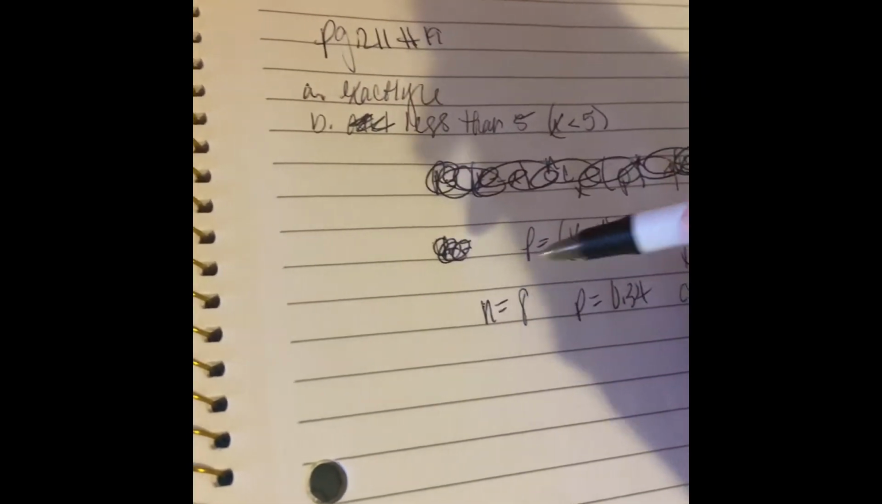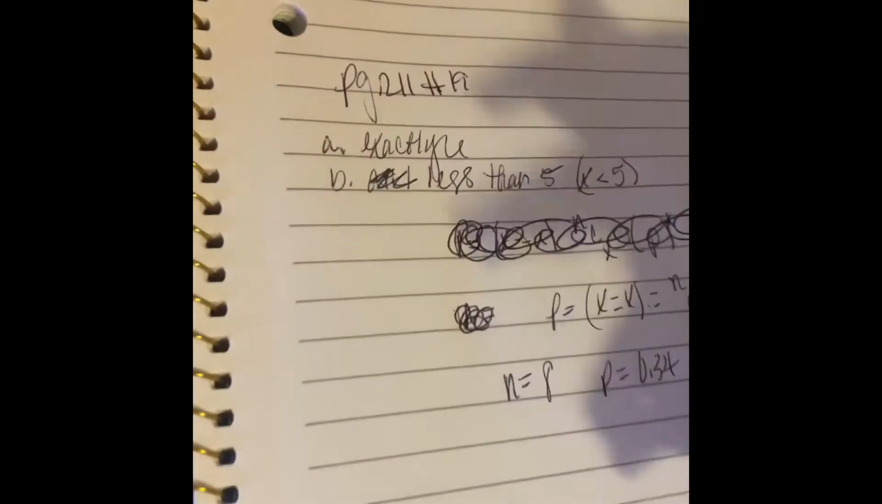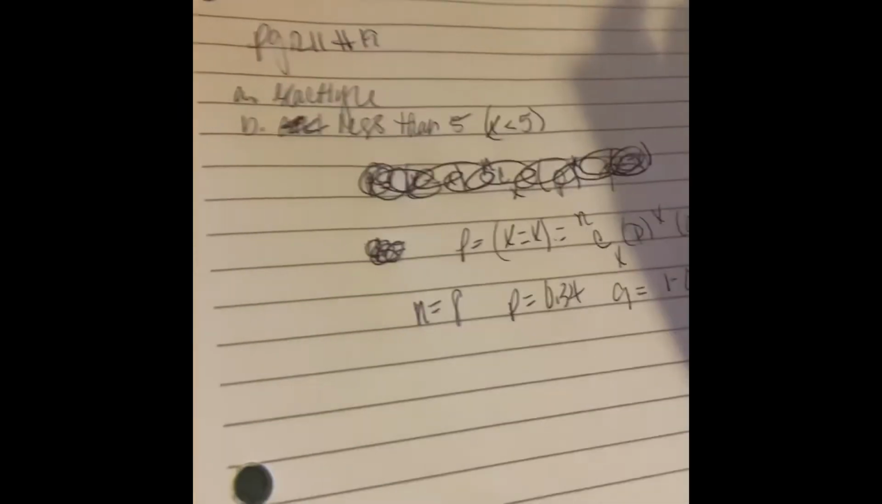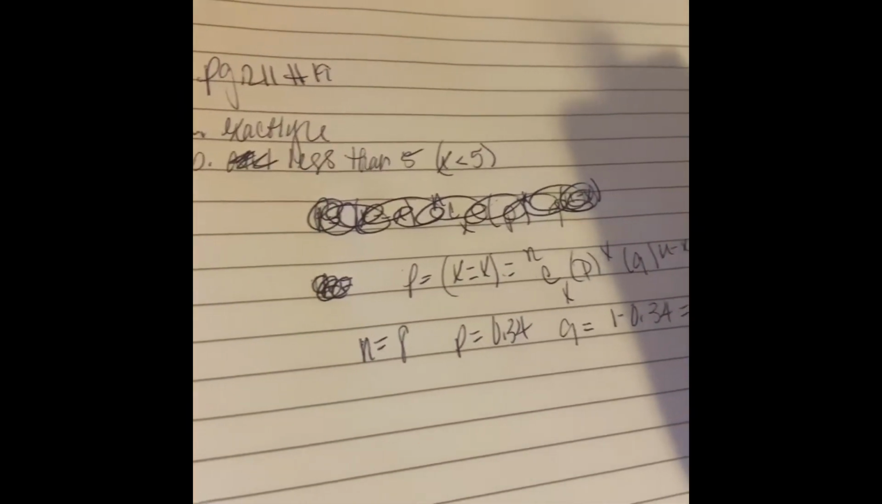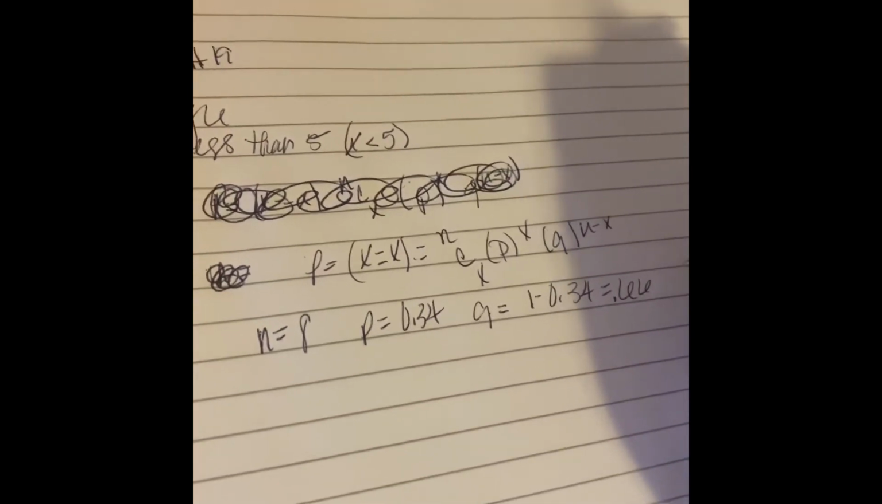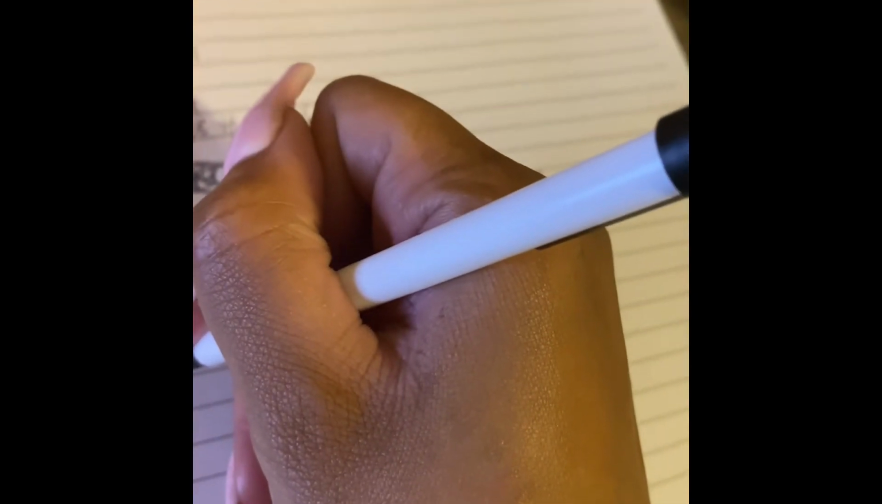8 is the adults that were randomly selected. 0.34 is the 34% written out in decimal form. 1 minus 0.34 equals 0.66. And that is what we're going to be using in the problem.